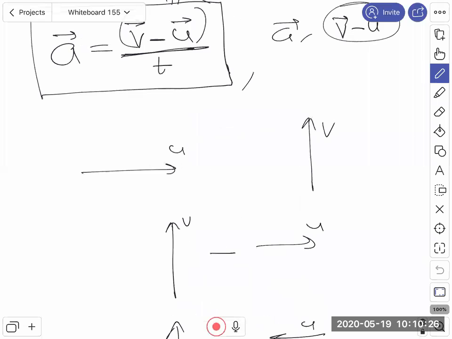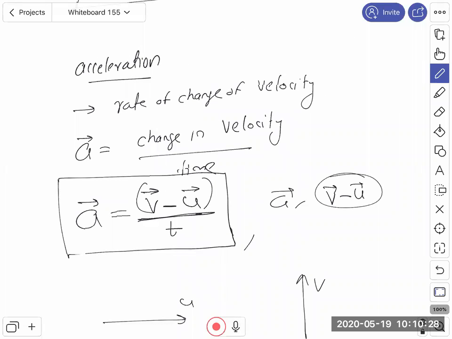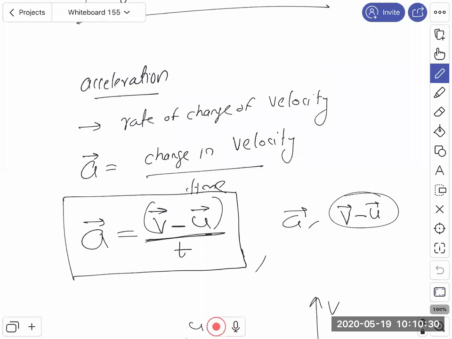Okay. So just write down these basic things under the heading acceleration. Then you can write the first point. It is the rate of change of velocity.